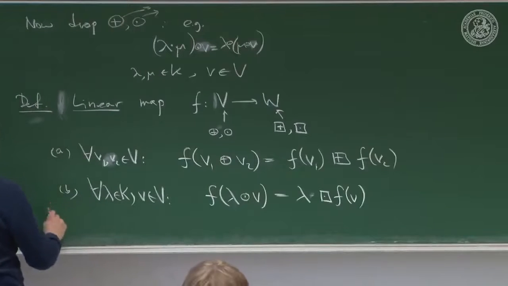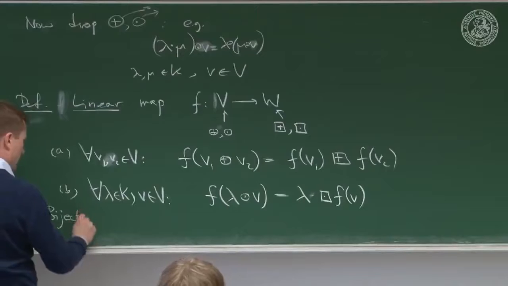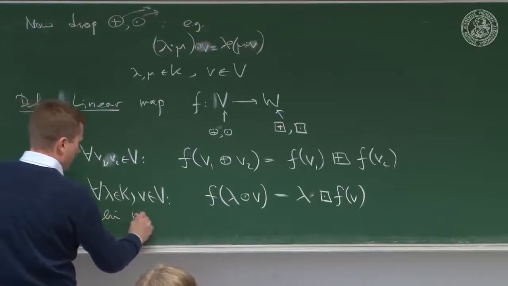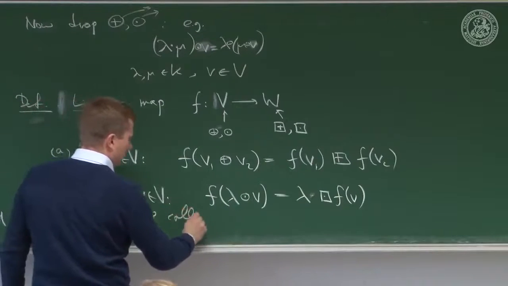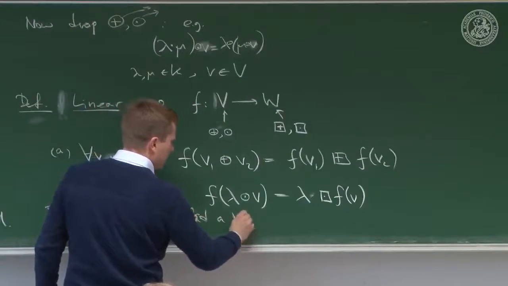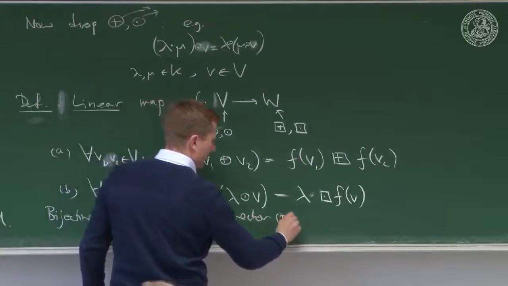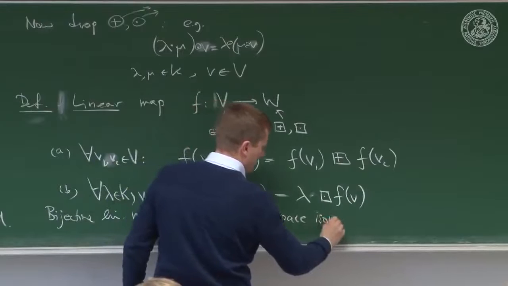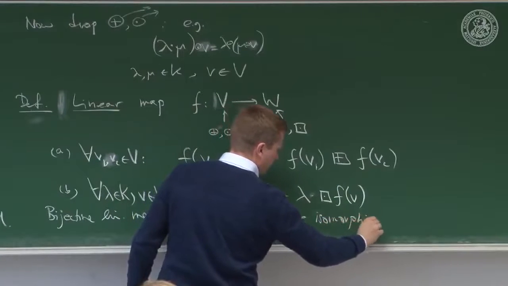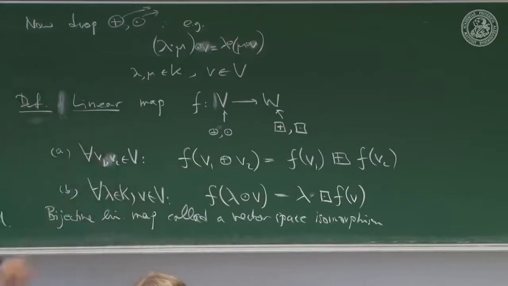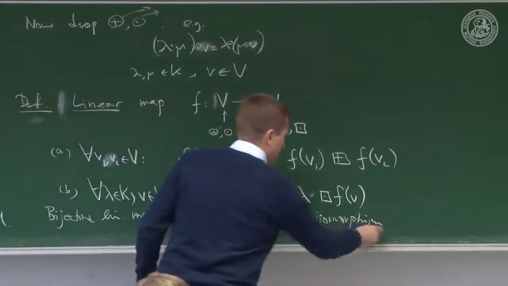And a linear map that's a bijection, a bijective linear map, is called a vector space isomorphism. And this is automatically linear in the other direction, vector space isomorphism.